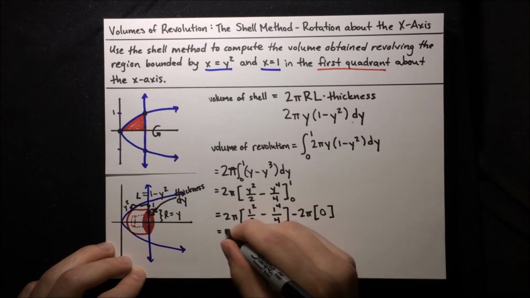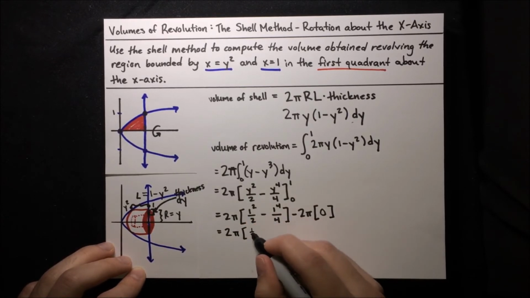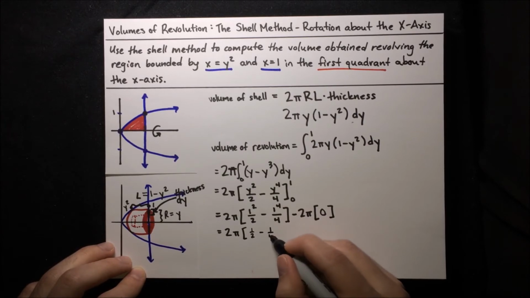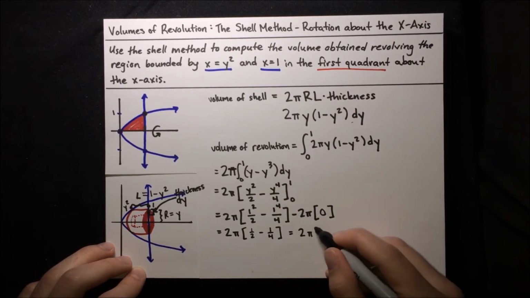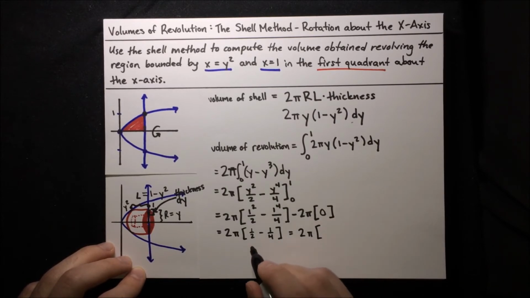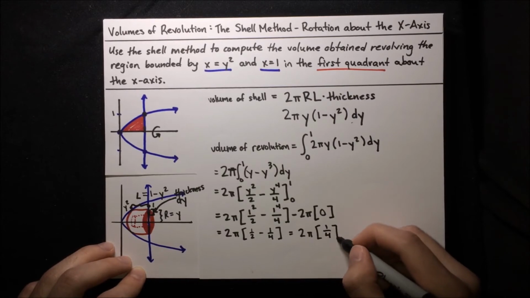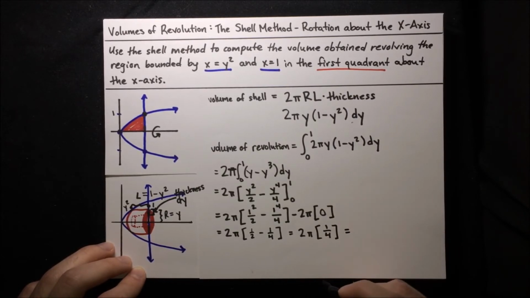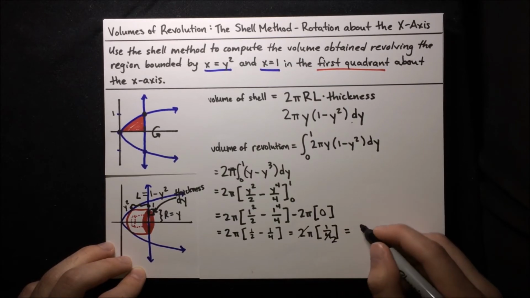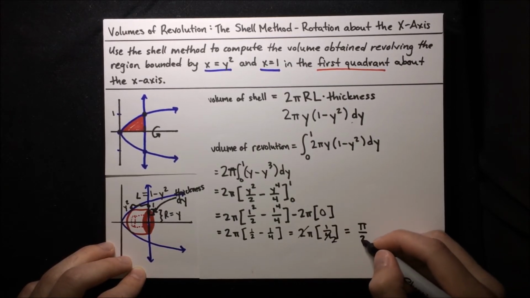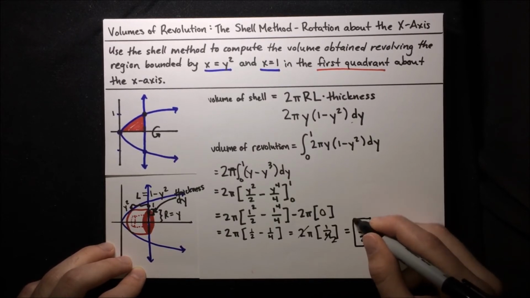Then that comes out to 2 pi times a half minus a fourth. A half minus a fourth is just 2/4 minus 1/4, which is just 1/4. Okay, and then 2 pi times 1/4, go ahead and cancel the 2 with that 4, turns into a 2, so that's just pi over 2. So there we go. That is the volume of our region.